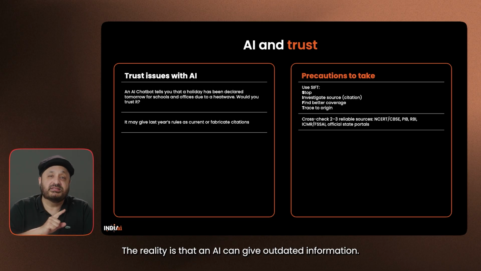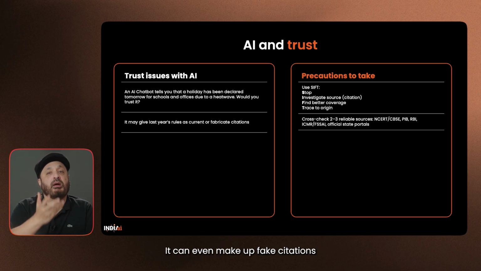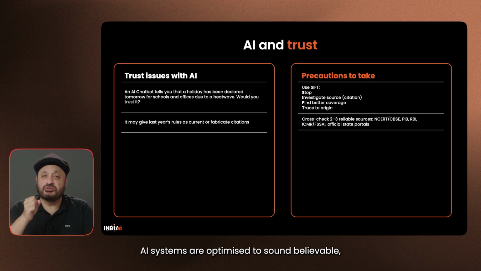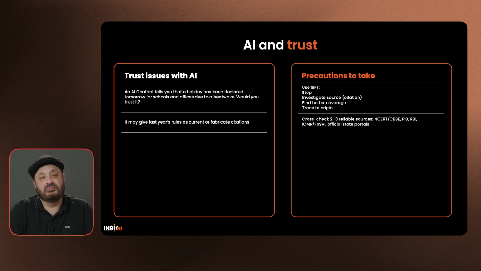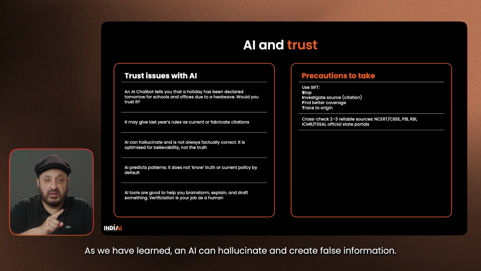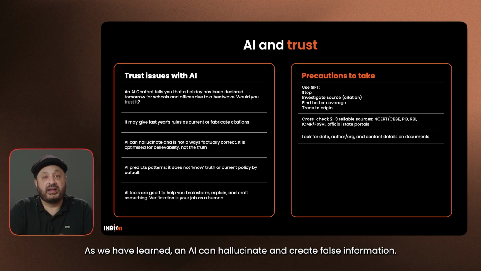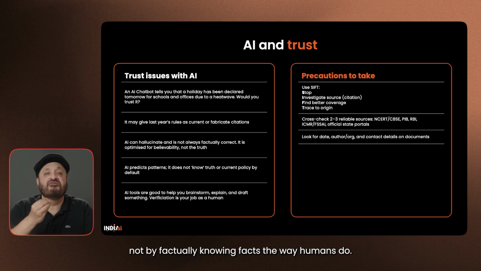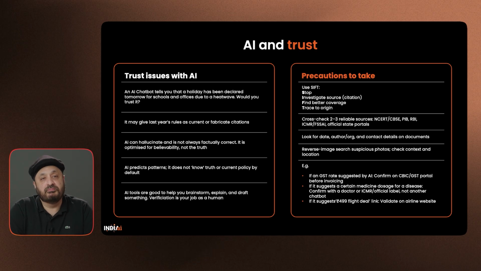The reality is that AI can give outdated information. It can even make up fake citations or present information confidently even when it's wrong. AI systems are optimized to sound believable, not necessarily to be truthful. As we have learned, AI can hallucinate and create false information. It works by predicting patterns, not by factually knowing facts the way humans do.